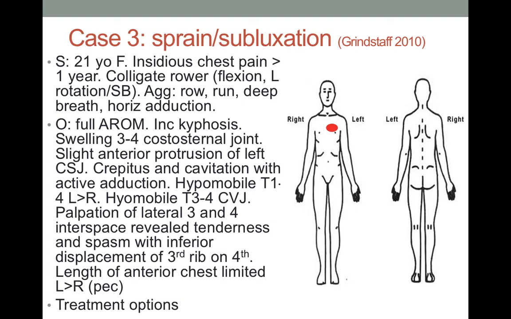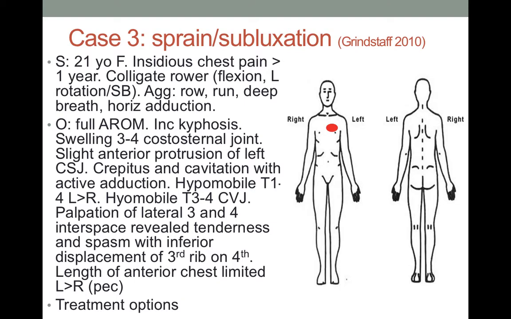Objective measures include full active range of motion of the cervical spine, thoracic spine, and shoulder, an increased kyphosis in resting posture, swelling at the third and fourth costosternal joints, slight anterior protrusion of the left costosternal joint, crepitus and cavitation with active shoulder adduction, hypomobile T1 through T4 facet joints, and hypomobile T3 through T4 costovertebral joint.